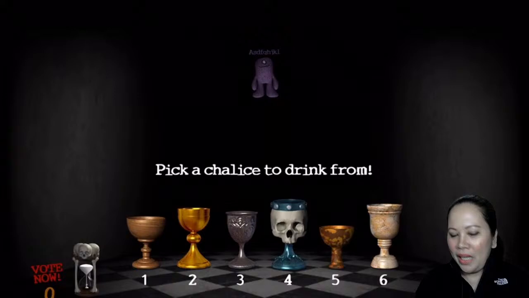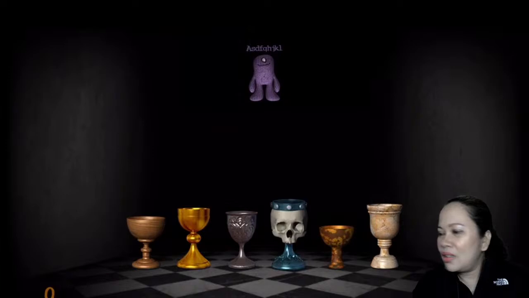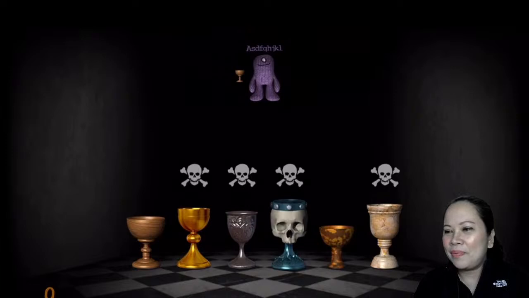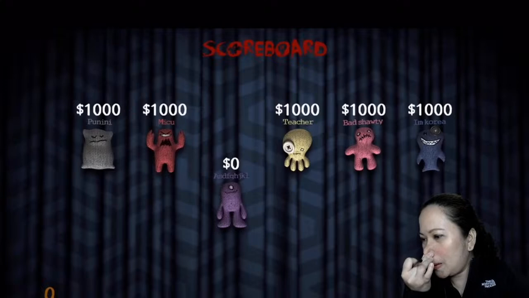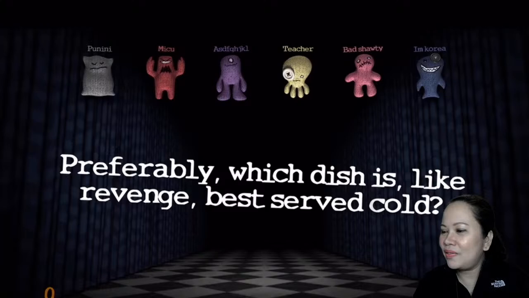These chalices are all pretty sweet. Pick a chalice to drink from. There's one of us that will be asked to... Hope it tasted good. Now let's see what everyone drank. Aww, no one drank any poison. No one drank poison. Don't I have egg on my face? I feel like a grade A goofball. Here's everybody's scores. It's a good way to compare yourself to others and maybe start to feel bad about yourself. Though you are a ghost already, like ABC, you can still join. Preferably, which dish, like revenge, is best served cold?